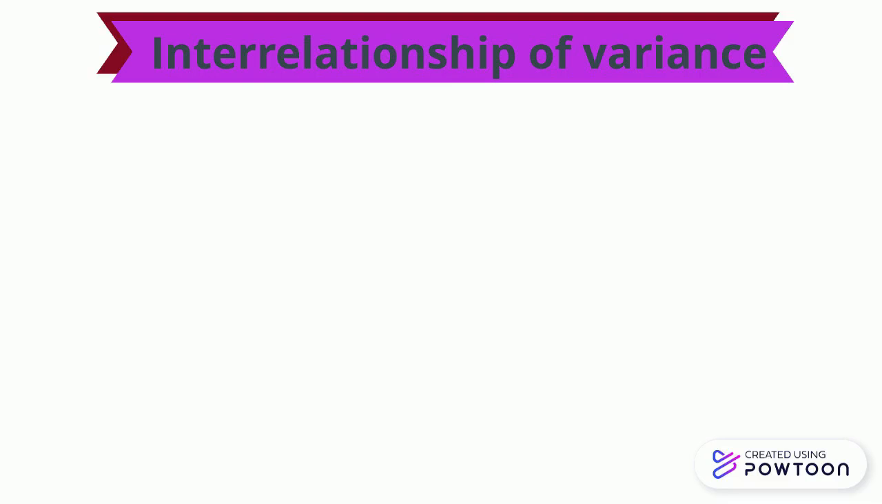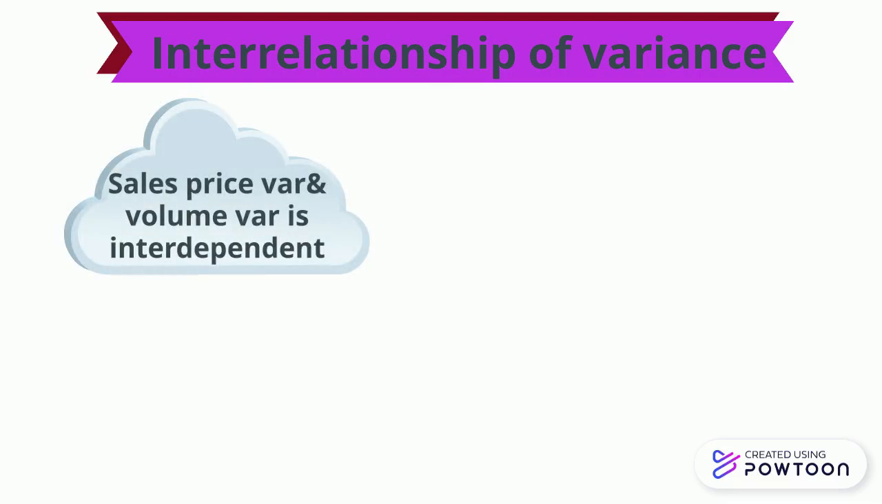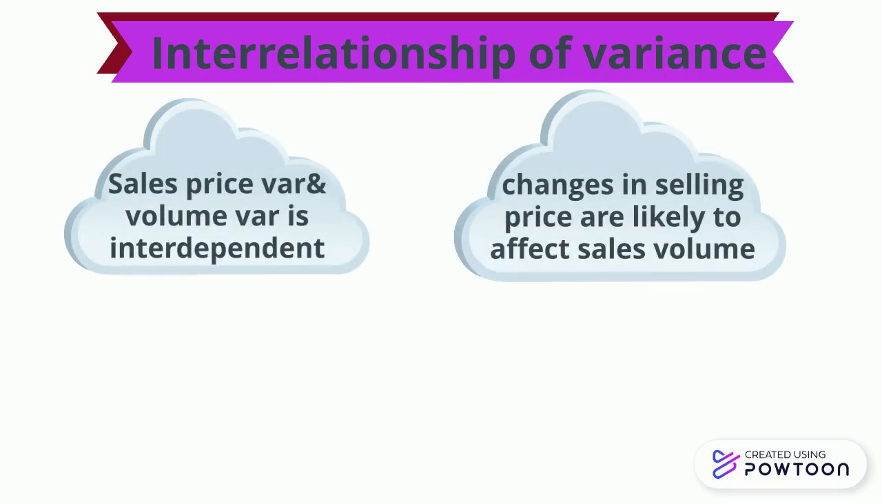Interrelationship of variance. Sales price variance and volume variance are interdependent. Changes in selling price are likely to affect sales volume.